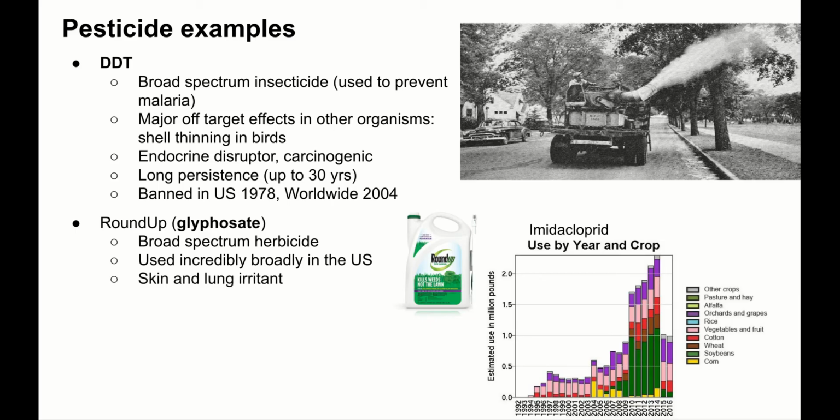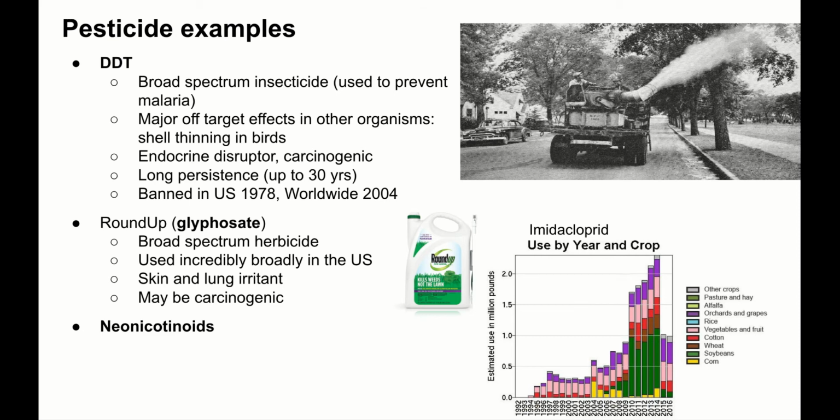It's a skin and lung irritant. So think about who would be impacted by that most, the people applying the glyphosate to the crops. And it may be carcinogenic. There are some very contradictory studies, some saying that it is carcinogenic, some saying that it's not carcinogenic. The jury's out, but it's definitely a problematic chemical.